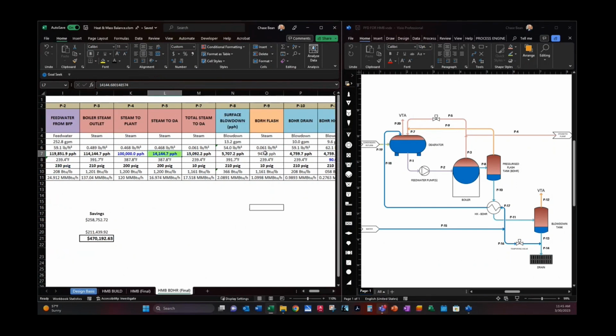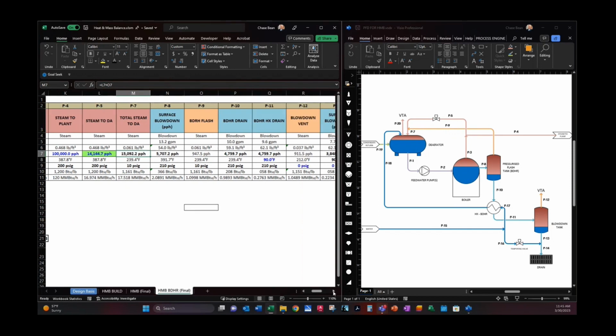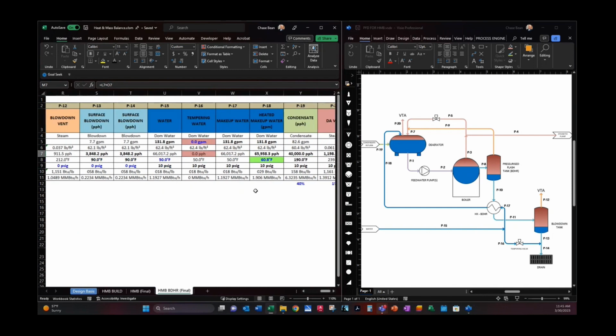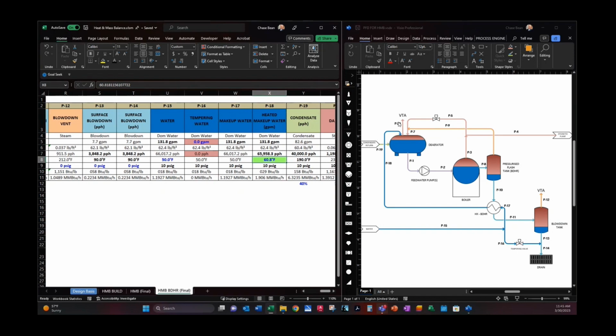So you have this component here. That's not making up for the 14,000 or the old 16,000 number, but the reason that the total is lower is because you are now preheating this P17 flow with your blowdown heat recovery skid. And so the makeup water is now going to be 60.8 degrees instead of 50 degrees. And so that reduces the amount of steam that you need in your deaerator.